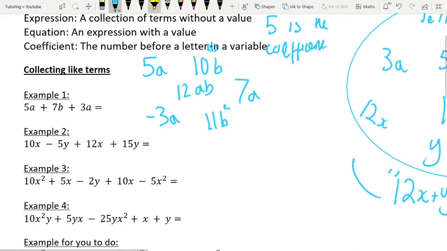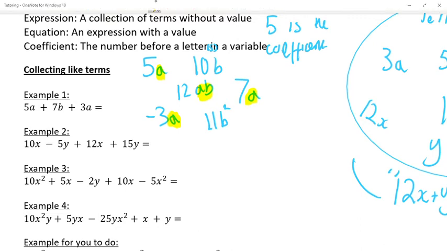So on this one, we can see there's an a in this one, on the minus 3a, and there's a 5 there, and there's a 7 there. These are all like terms because they've got the same letters after the coefficient. If you look at 12ab, if it was just 12a, then 12a would be a like term. But because it's 12ab, this means something totally different. You can combine like terms.